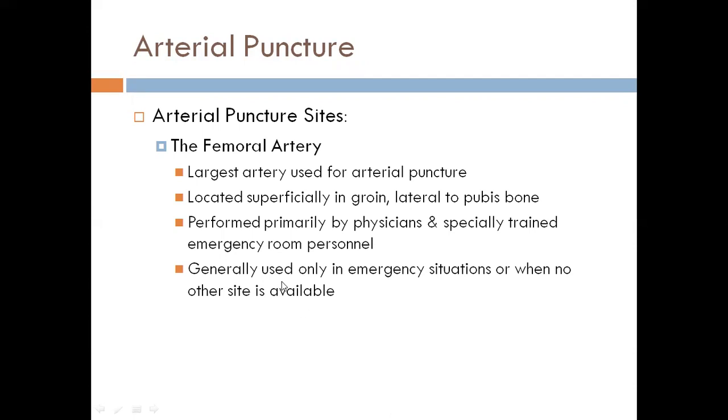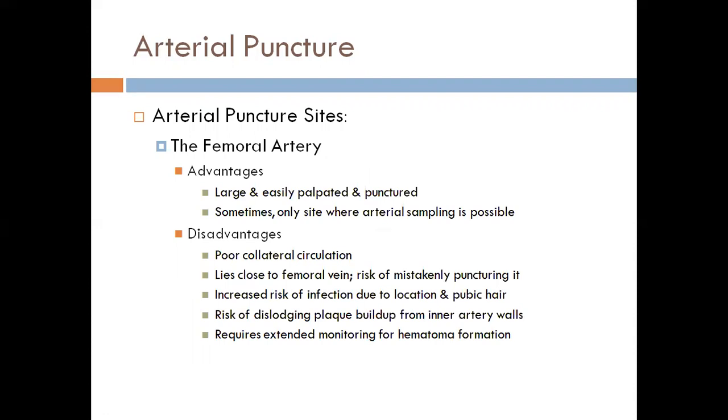So generally it is used only in emergency situations or when no other site is available for obtaining arterial blood and it's very needed for ABGA. Meaning this is the least site to use in performing your arterial puncture. So what are the advantages and the disadvantages of using this site over the others? The advantage is that this is large and easily palpated and punctured.